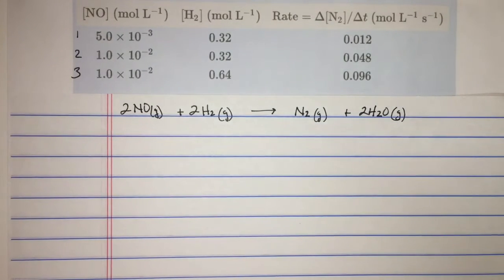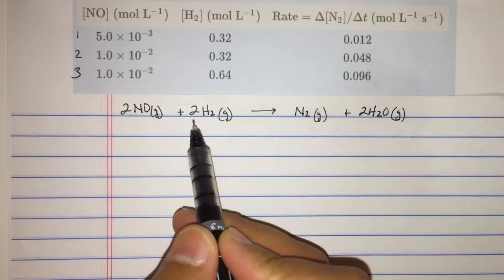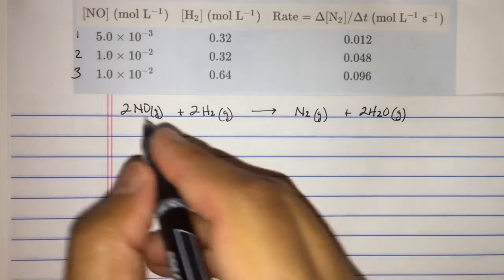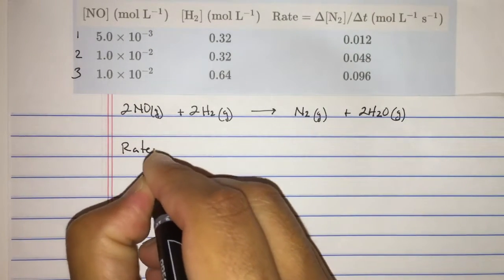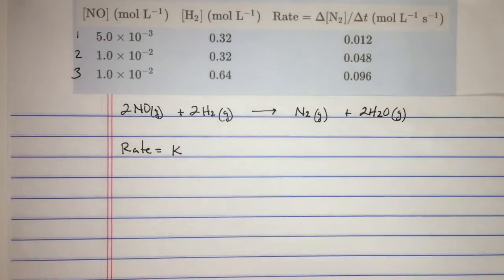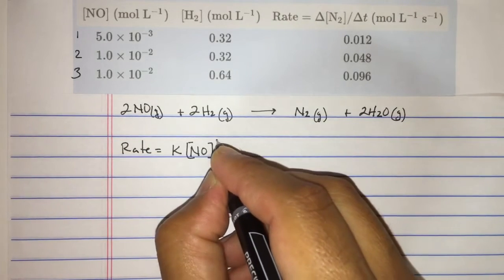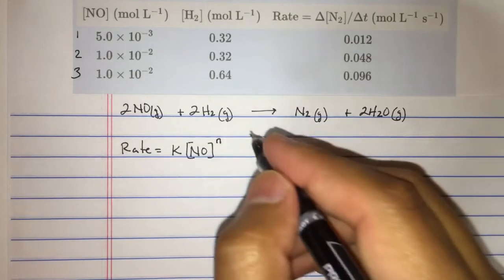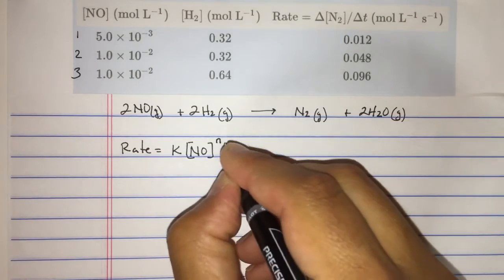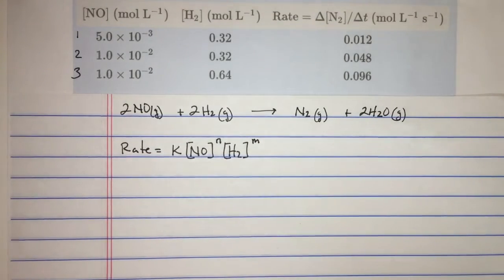Okay, so in this example, let's find the rate law for this reaction, including the rate constant and the orders. Here we have two reactants rather than just one. So the rate law is the rate is equal to some rate constant times the concentration of the reactants, here NO raised to the n times the concentration of hydrogen raised to the m. So notice here we've got two reactants.